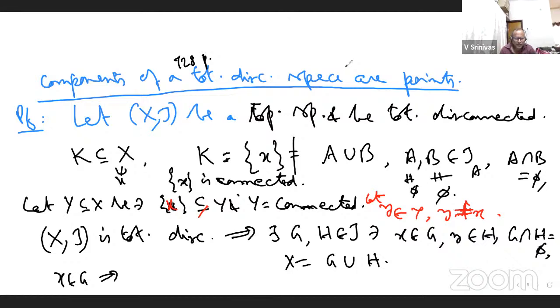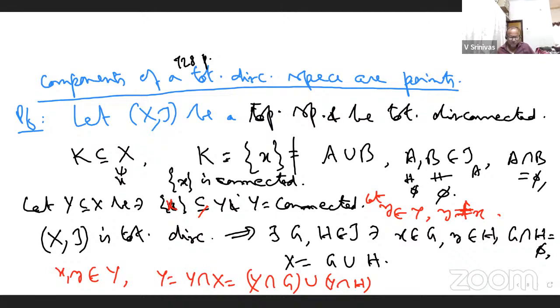What do I have? I have that x and y belong to capital Y. So capital Y is Y intersection X. So intersect Y with this: Y intersection G, union Y intersection H, by the distribution law. Small x will be an element here and small y will be an element here, right? So these two are open sets in Y. These are non-empty, and because G and H are disjoint, these two will be disjoint. So for Y, this is a disconnection.